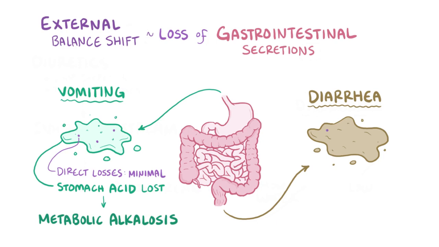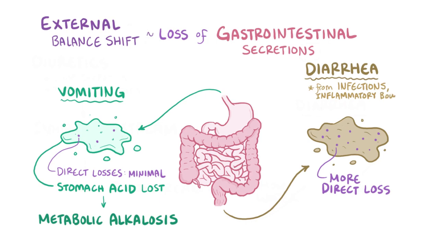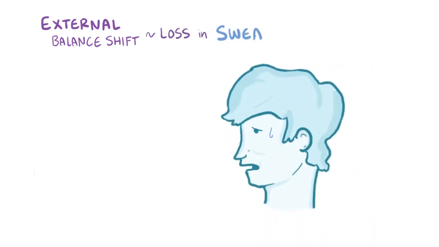Relative to the upper GI tract, the lower GI tract secretes more potassium, so more gets directly lost in the feces in cases of chronic diarrhea, like from infections, inflammatory bowel diseases, as well as laxative abuse. Finally, a very small amount of potassium is also lost in the sweat, which could be relevant for individuals who exercise a lot in a hot climate.